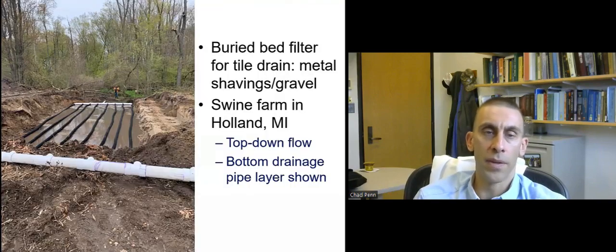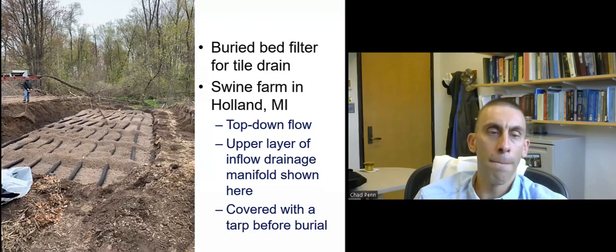We've built some of these in tanks. We built some in beds. This is an example of one we built up in Michigan on a swine farm. It's a buried bed. There's a 6-inch tile drain plugs into it. And it was designed to flow from the top down. This is the bottom part of the drainage pipe at the bottom. Here's the manifold, the outlet. So this got backfilled then with the steel shavings gravel mixture.